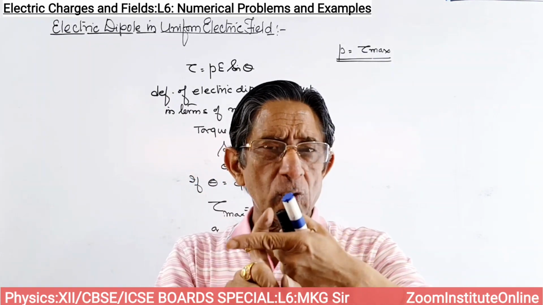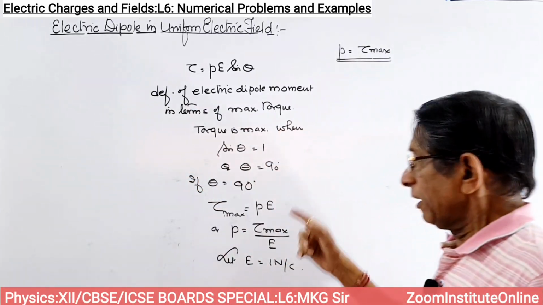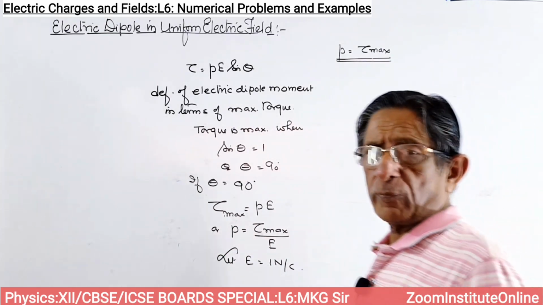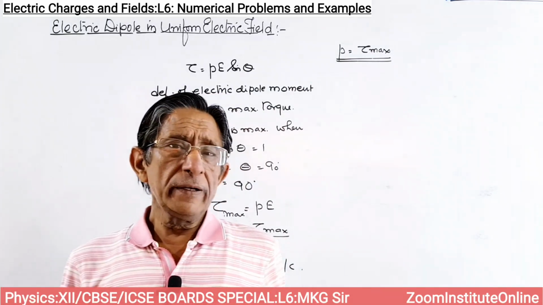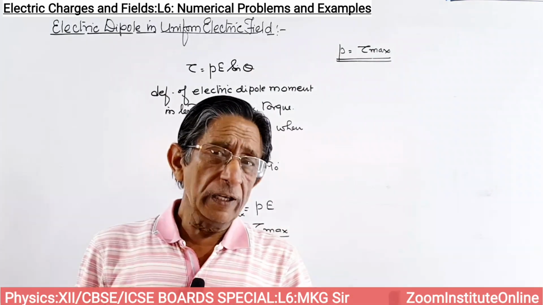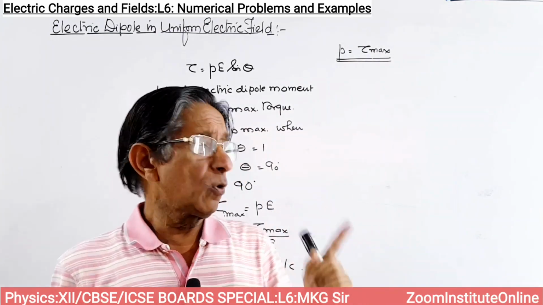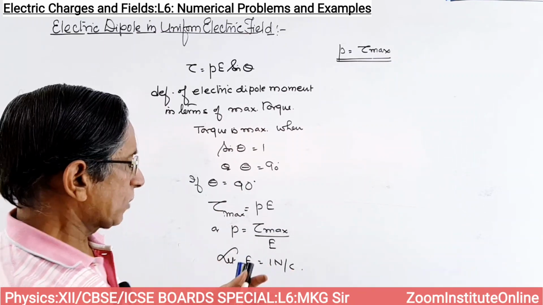अगर हम किसी डाइपोल को 1 न्यूटन पर कूलम्ब इलेक्ट्रिक फील्ड के परपेंडिकुलर रखें तो उस पर जो मैक्सिमम टॉर्क लगेगा वही क्या कहलाता है बेटा? इलेक्ट्रिक डाइपोल मोमेंट. Electric dipole moment is numerically equal to the maximum torque acting on the dipole when it is placed normal to electric field of 1 Newton per Coulomb.